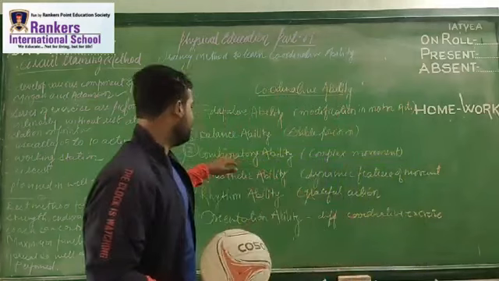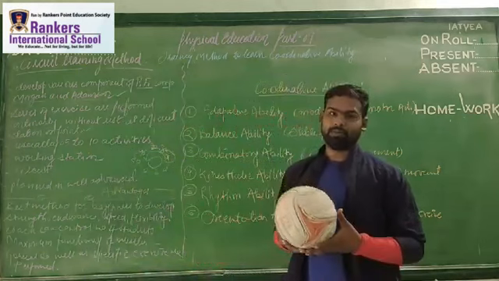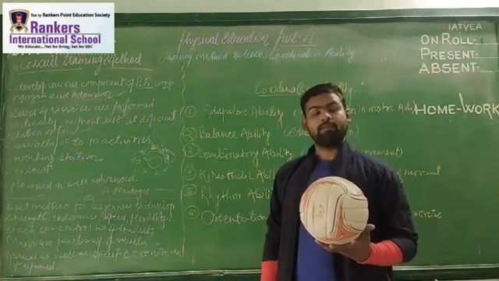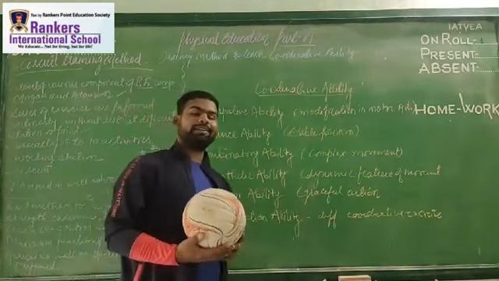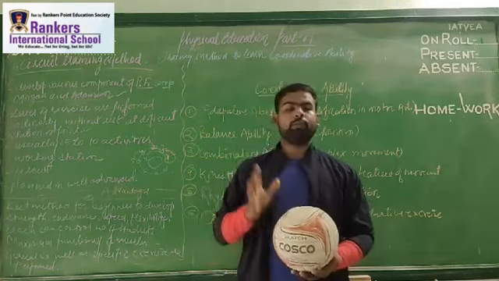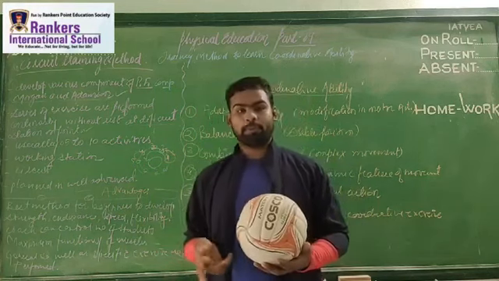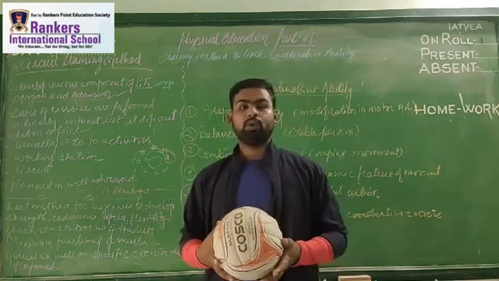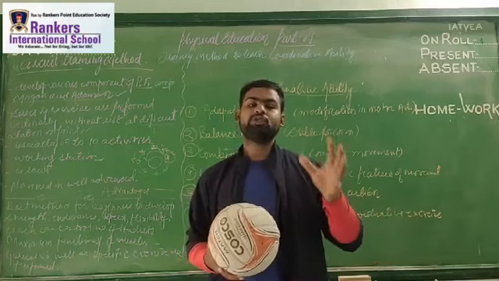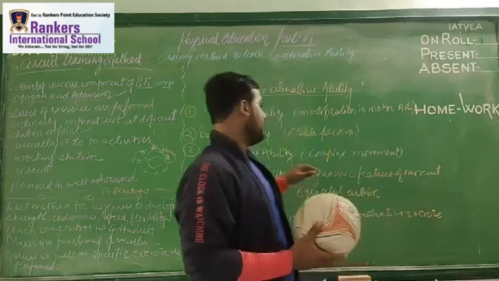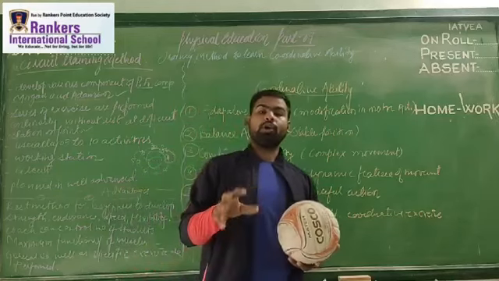Now what is this combinatory ability? Combinatory ability is to perform a complex movement, to perform skills in such a way that they look complex. Definitely when you are playing football or any game, let's say kabaddi, when you go for the dubki, the toe touch, the back kick, these things are very much complex. So combinatory ability is to perform complex movement with coordination in other activities.